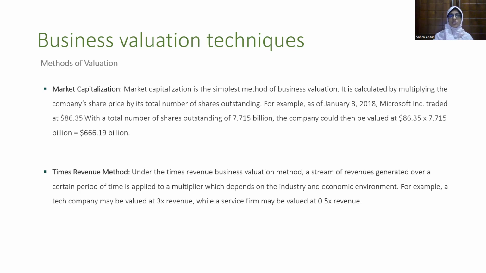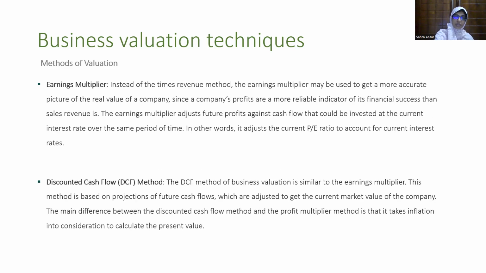Now we are moving towards the times revenue method. Under this business valuation method, a stream of revenues generated over a certain period of time is applied to a multiplier, which depends on the industry and the economic environment. For example, a tech company could be valued at 3x revenue, while a service firm will be valued at 0.5x revenue, okay? So this is the times revenue method.